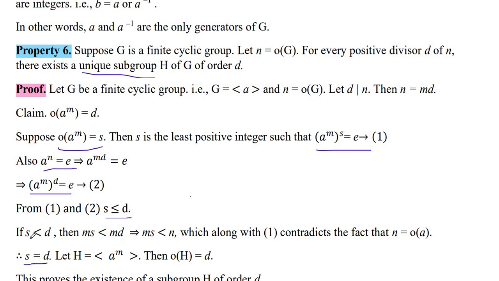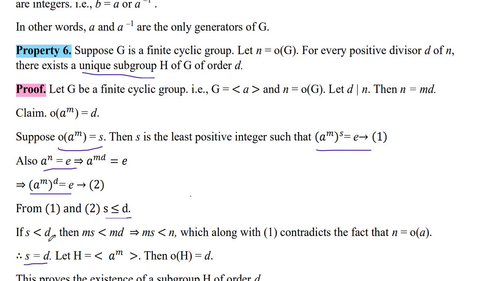Suppose we assume s to be less than d. Then multiplying both sides by this positive integer m, we must have ms less than md, and md is taken as n, so ms is less than n. So you have A power ms to be e with a number which is less than the least positive integer. That cannot happen. That's a contradiction to the fact that the order of A is n, or n is the least positive integer for which A power n is e.